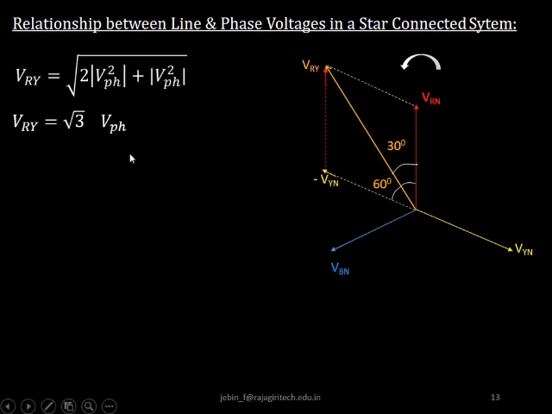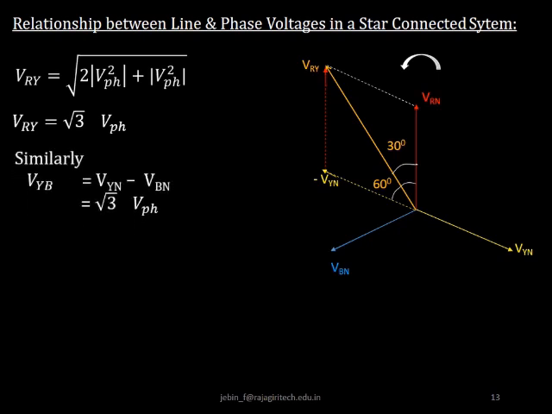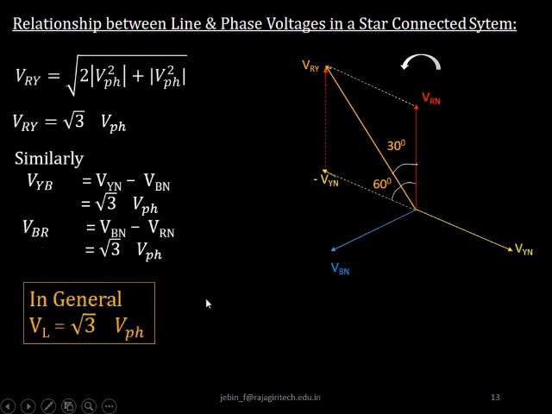Now similarly, if I were to apply the vectorial addition for the other line voltages, VYB, you know that VYB is equal to VYN minus VBN. Again, I'll get the same result as root 3 V phase, and that is applicable for VBR as well. So in general, I can say that my line voltage is equal to root 3 times the phase voltage in case of a balanced three-phase star connected system.